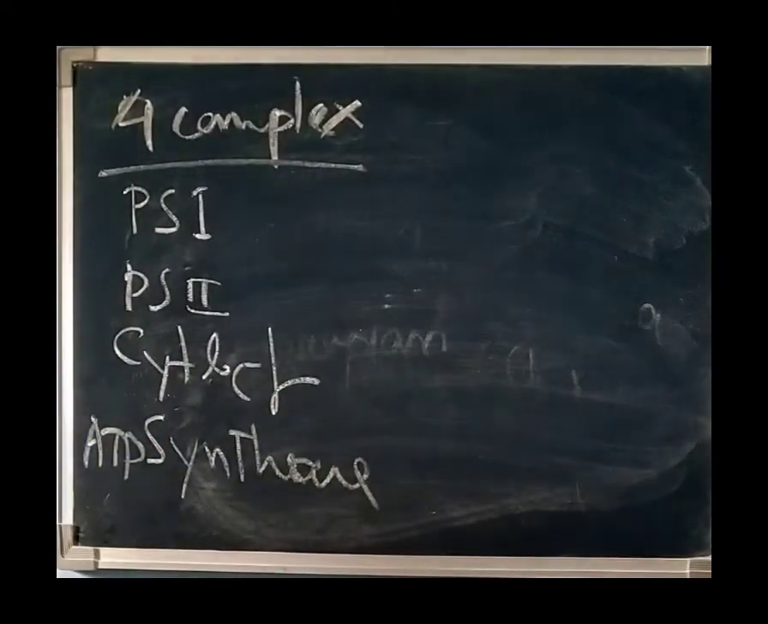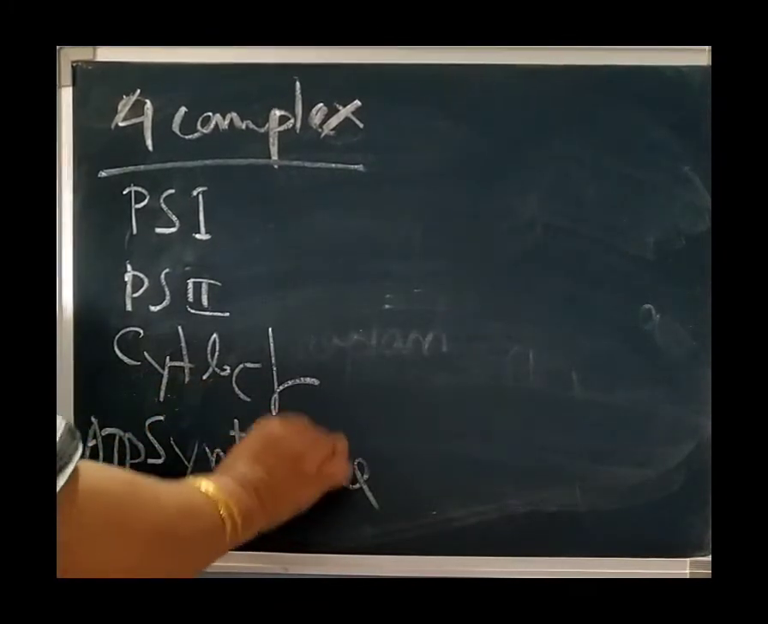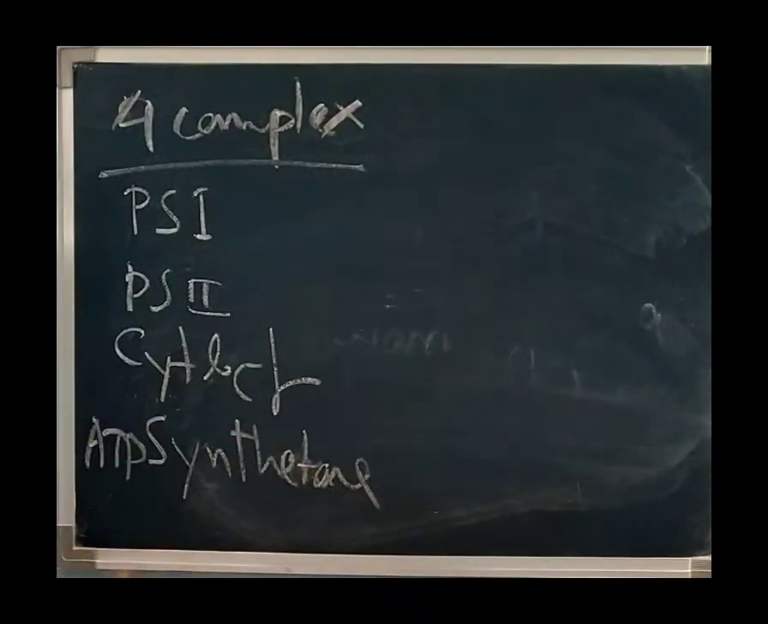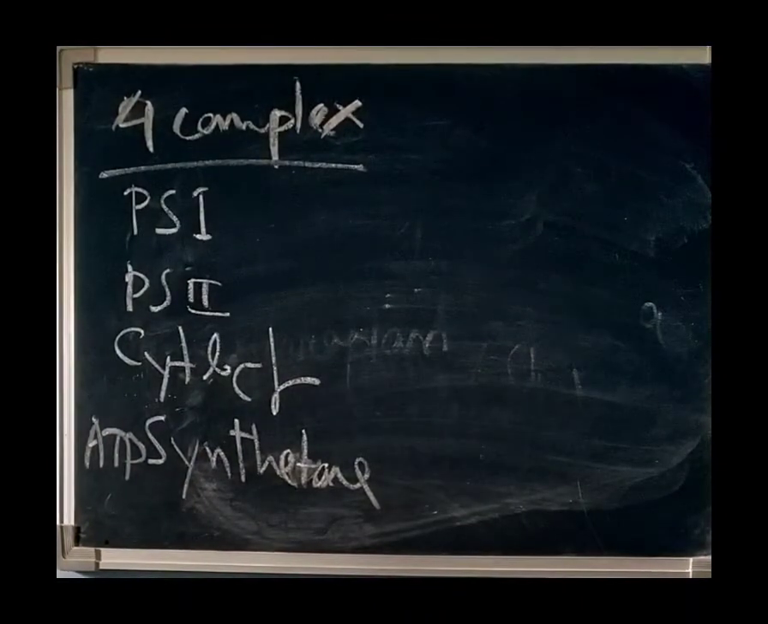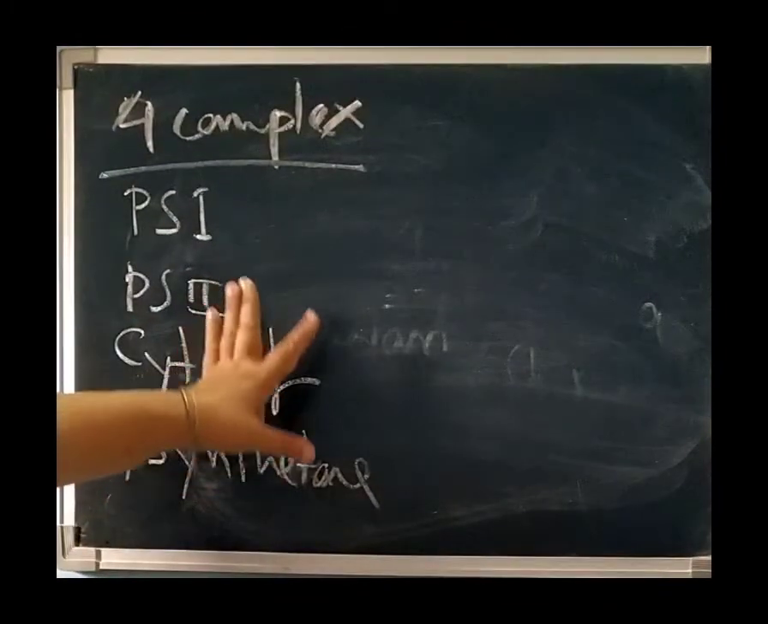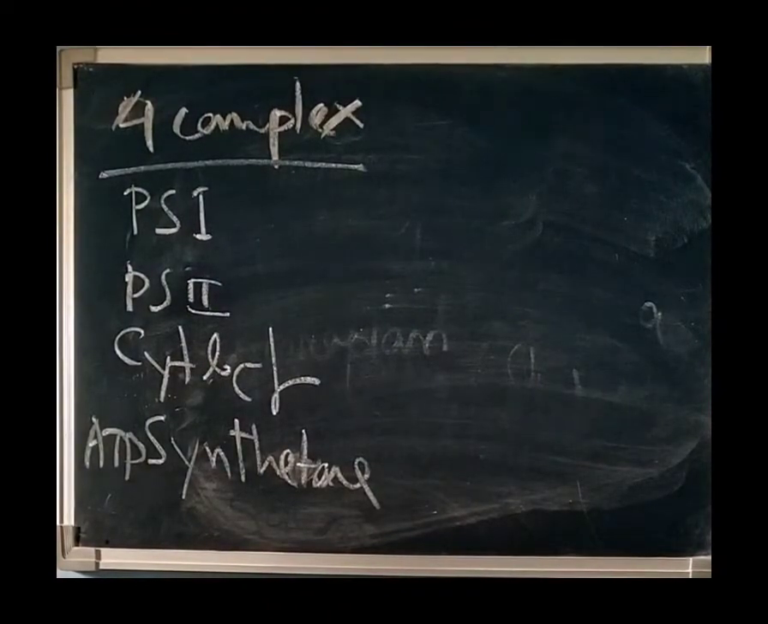So these are the four complexes, including the ATP synthetase complex. In photosynthesis, these four major complexes are there, and they are present in the thylakoid membrane. Now, what are the photosynthetic pigments? That is chlorophyll.